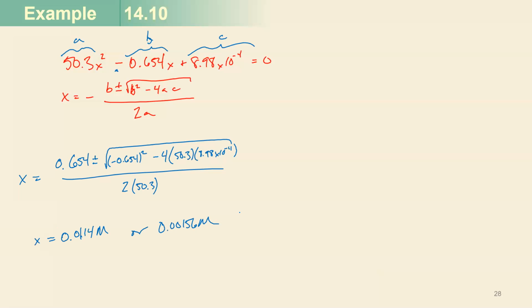Occasionally, we'll end up with a negative root and a positive root, and then it's easy for us to throw away the negative one. Concentrations can never be negative, and so X can't equal a negative value. Since we have two positive values for X, we need to look at whether or not one of the two will give us a negative value when we plug it into our equilibrium expression.